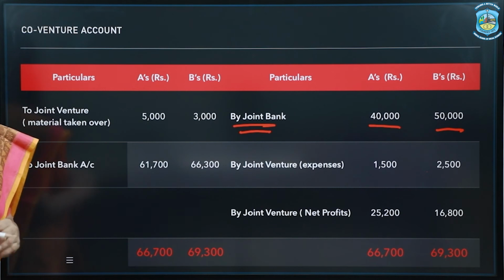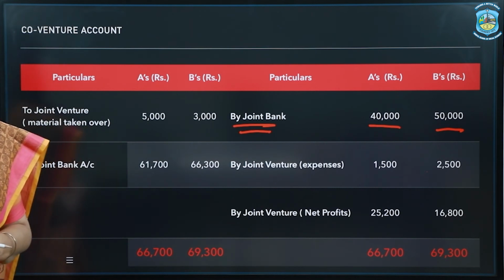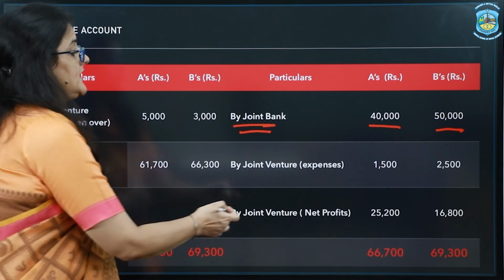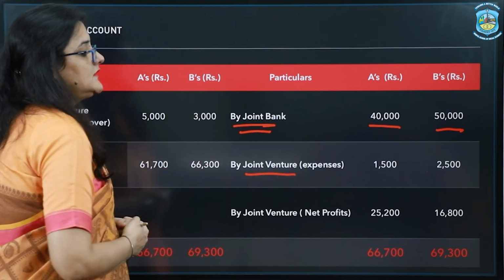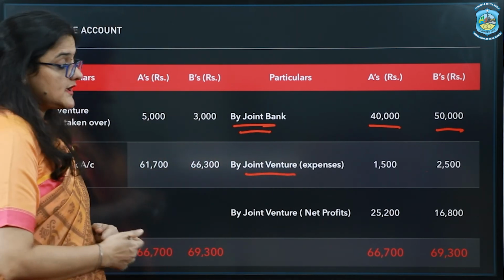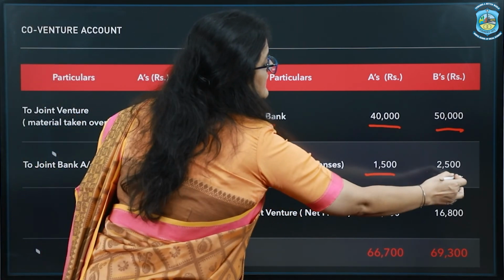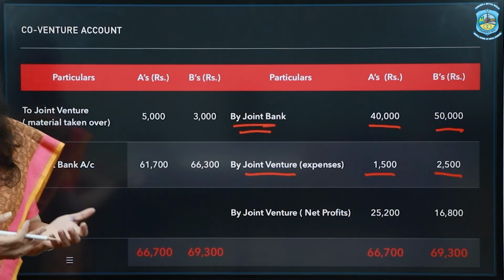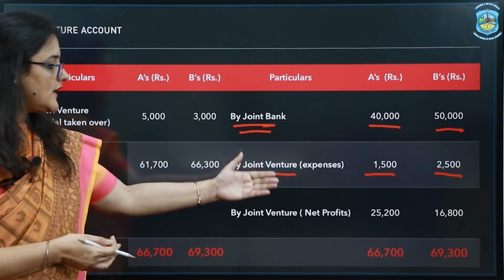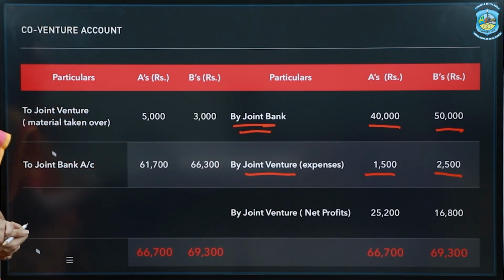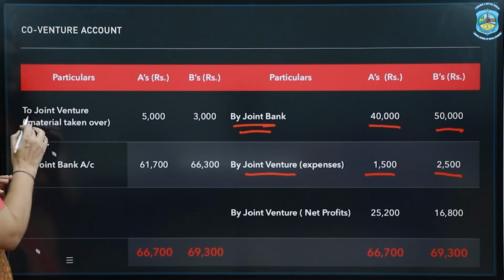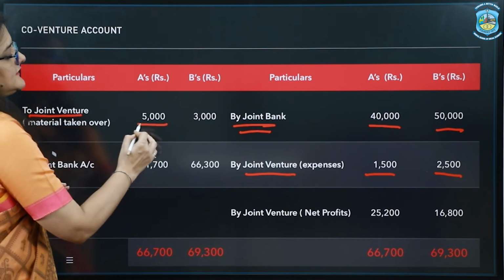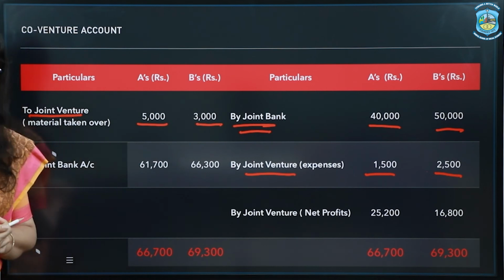Then secondly, they have incurred the expenses of joint venture. Again, they will be credited for this. So we have recorded by joint venture account their respective contributions. Whatever they are bringing in, whatever they are doing for the joint venture is recorded to their credit. Then they are taking away something from the joint venture also. So we have recorded that takeover as 5,000 and 3,000 on the debit side.